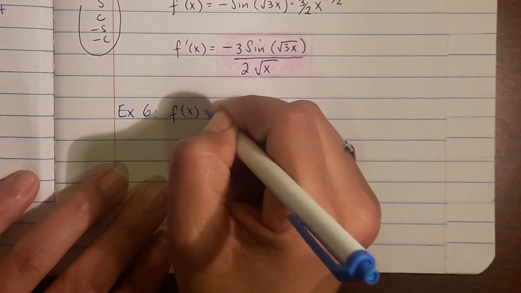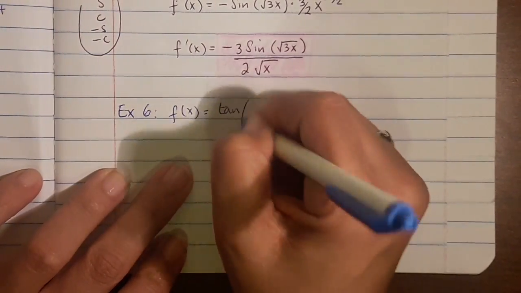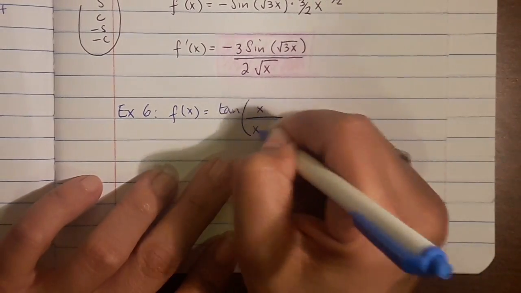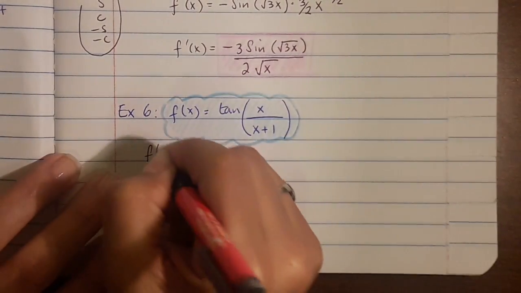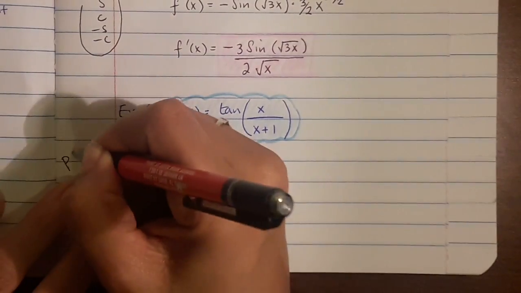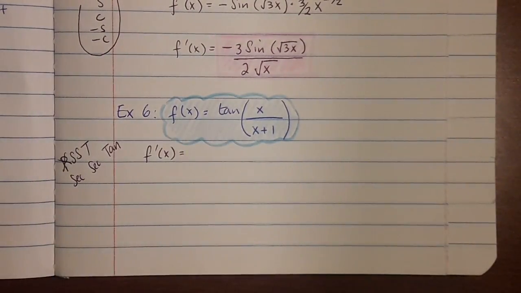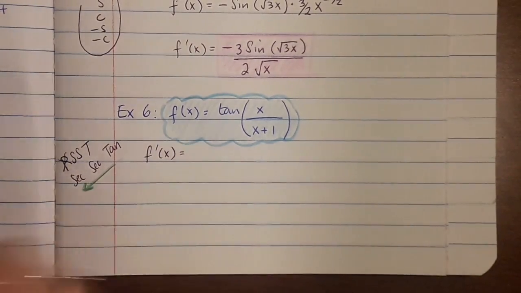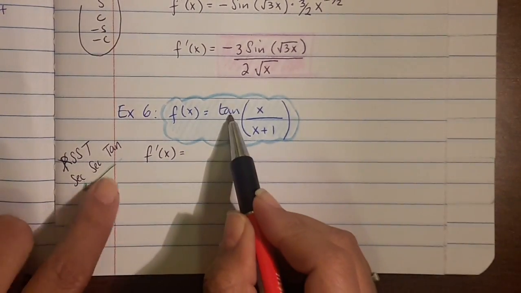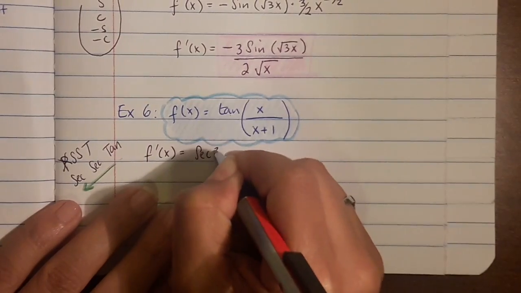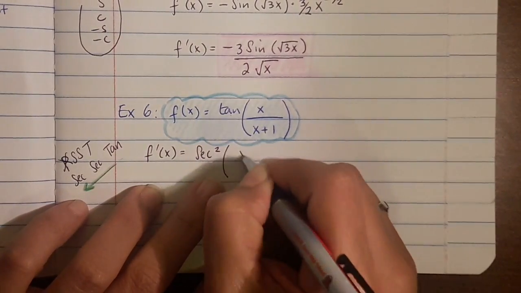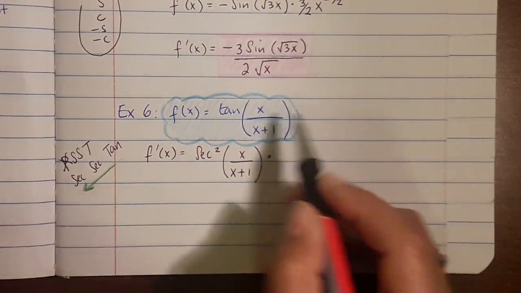Let's take a look at one more example. This is a listening check. Put a box around f of x. Alright, so again we're taking the derivative of f of x. So the derivative of tan: it's secant, secant, tan. Tan is going from right to left. So tan is really going to be secant squared. So the derivative of tan is secant squared of whatever the function is, times the derivative of the inside.